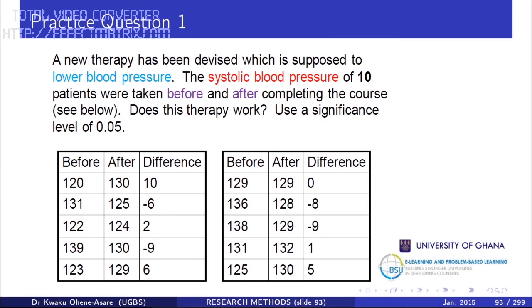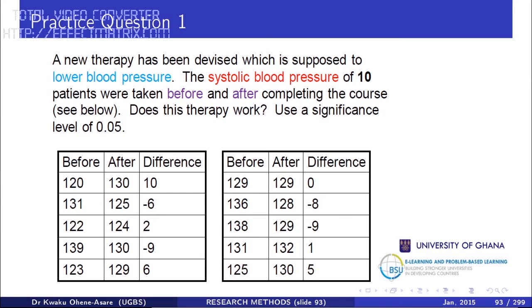The systolic blood pressure of 10 patients were taken before and after completing the course. What course? After taking that therapy. The question is, does the therapy work? It's a short sentence, isn't it? But I know a lot of effort goes into answering that question. That the therapy works is not a small thing to do. You have to use 5% level of significance.